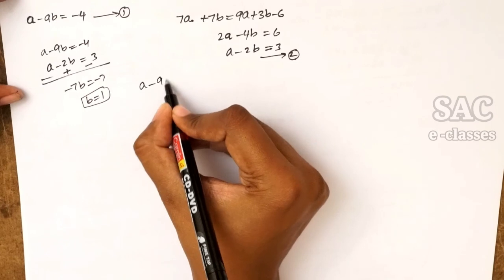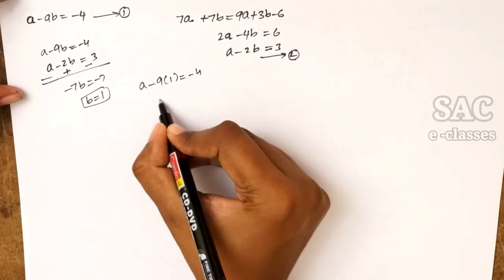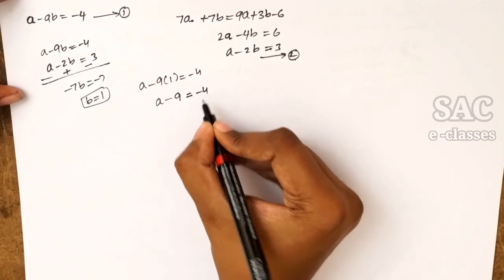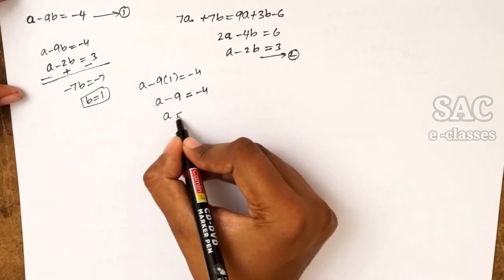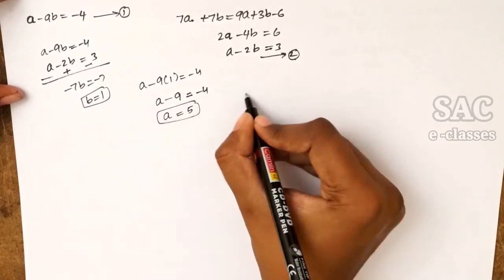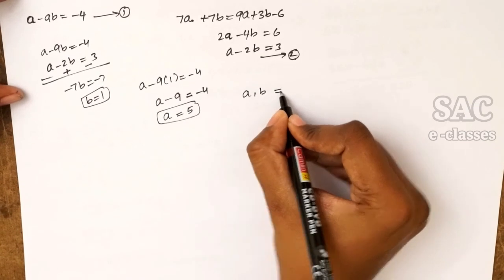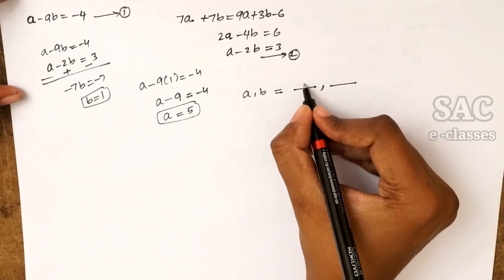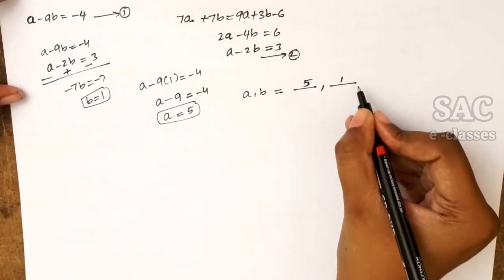A minus 9 into 1 equal to minus 4. Then a minus 9 is equal to minus 4, which gives a equal to 5. We got the possible values of a and b to give infinitely many solutions for the given pair of linear equations as 5 and 1.